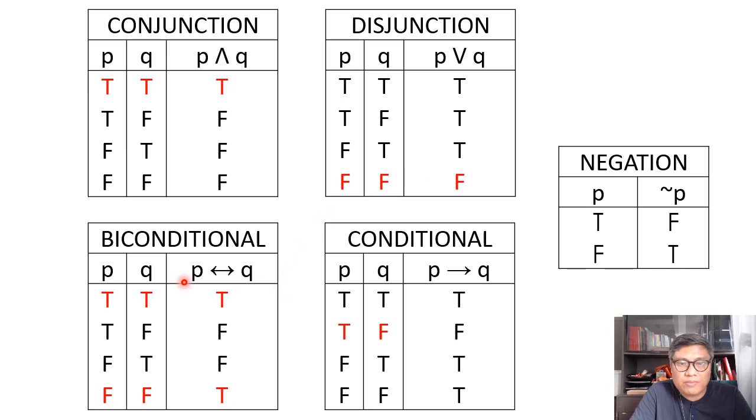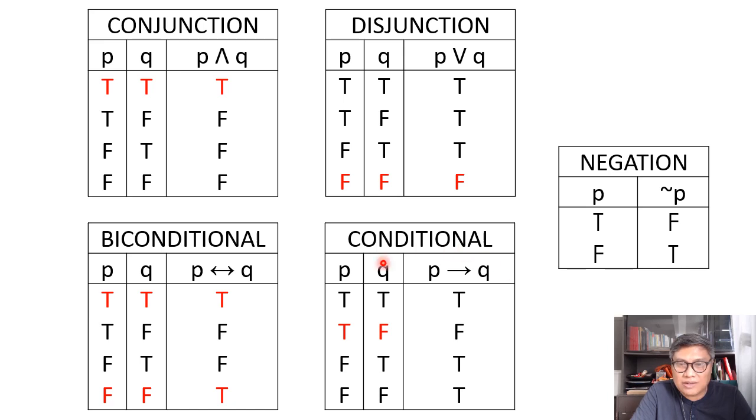And of course, for the biconditional, this is your if and only if statement. If both are true statements, then it is a true statement. But if both are false statements, then it is still a true statement. Otherwise, if one of the statements is false, then the entire biconditional statement, class, is a false statement.